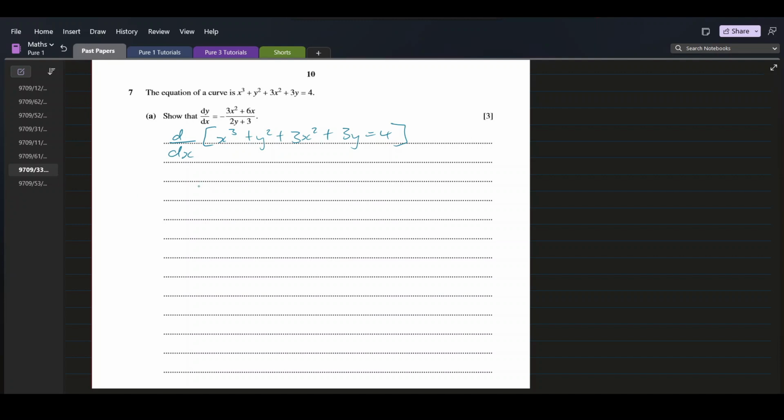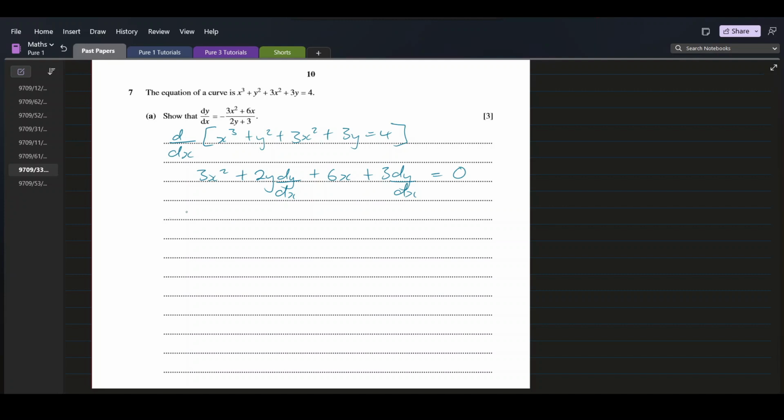And so if you differentiate x cubed, you get 3x squared. If you differentiate y squared, you get 2y dy dx. And then if you differentiate 3x squared, you get 6x. If you differentiate 3y, you get 3 dy dx. And this is equal to, if you differentiate a constant, you get 0.